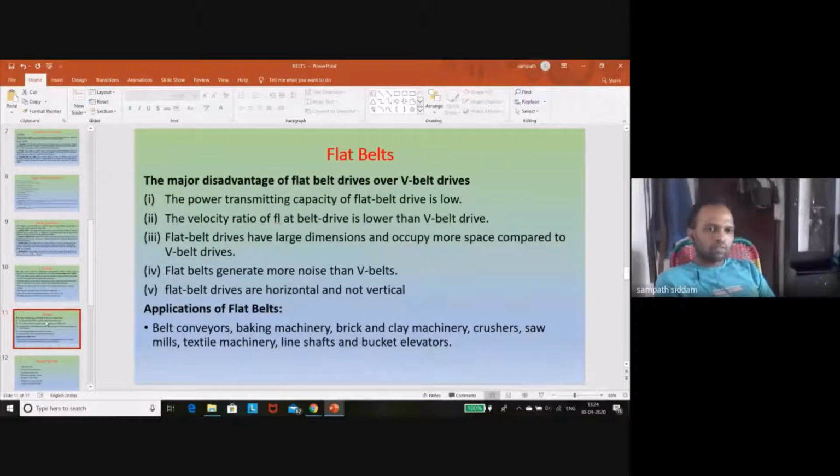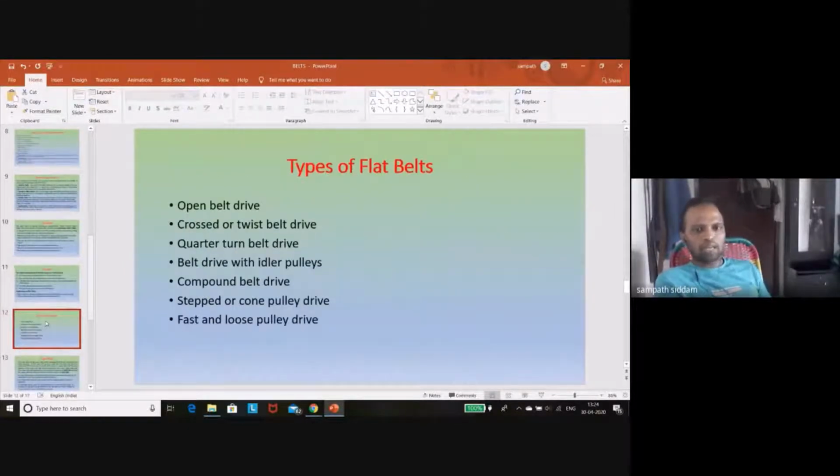Okay, so let's move on to the types of flat belts: open, cross, turn belts, belt drive with idler pulley, compound, stepped, or fast and loose pulley. Out of all these, you have only two types in your syllabus, which are open belt drive and cross or twist belt drive. Belt drive with idler pulley, compound, stepped, and fast and loose pulley are not part of your syllabus, so do not worry. You're lucky to have only these two, which are the major important ones. So we will learn these two in detail, open and cross belt drive.